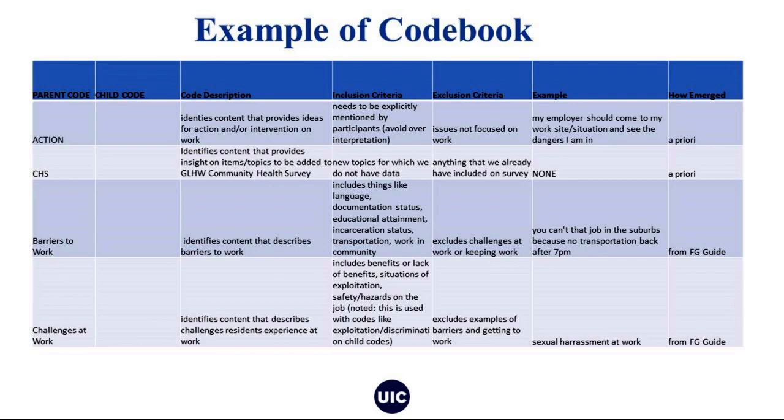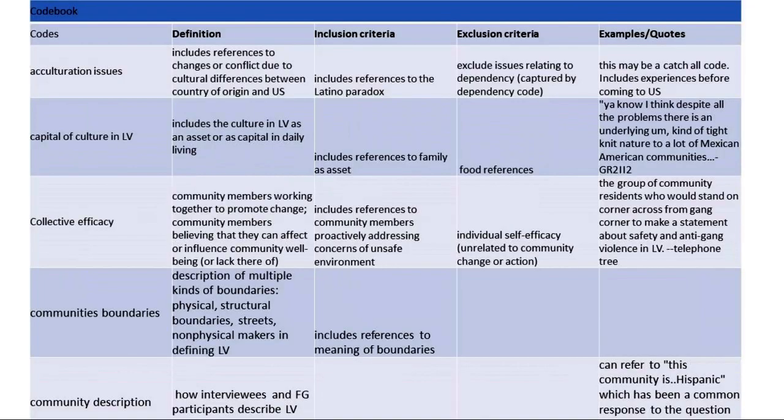That's a barrier. Now, in my code books, I always add, how did this code come to us? Did it emerge a priori, so it came from our research question, like these top two did? Did it come from our focus group guide, so it came from our instrument that we developed to explore this research? Or did it emerge from the data? Those are usually the three codes that I have to characterize the coding process.